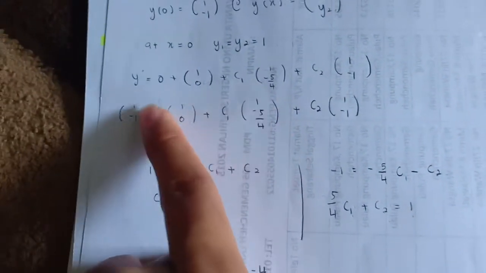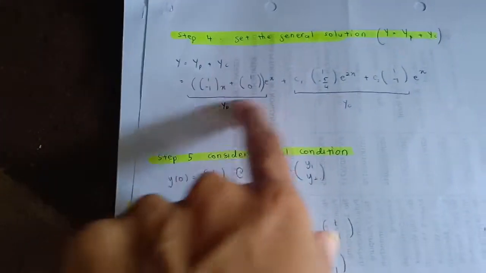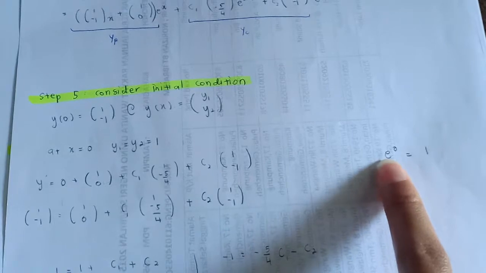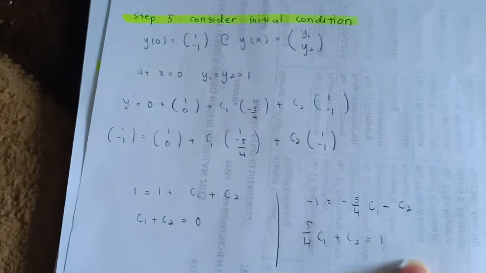Okay, I just substitute the initial condition into the general solution, since e to the power of 0 is equal to 1. Okay, so we can simplify the equation into this, and we get C1 plus C2 equal to 0, and 5/4 C1 plus C2 equal to 1. Okay, we just substitute into the calculator and get C1 equal to -1 and C2 equal to -4.